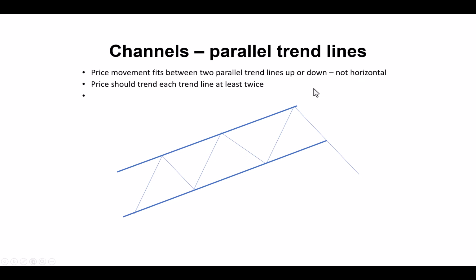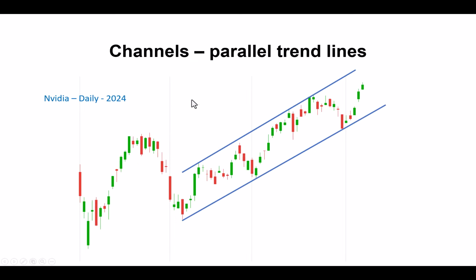Then I will just go over very quickly some other patterns that could emerge. It's parallel trend lines, and price actually needs to fit in between two parallel trend lines, either upward sloping or downward sloping, not horizontal, because then it's not a channel, it's just range trading. And price should trend between those lines and touch them each at least twice. Let's have a look at an example. A company that I think most of you are actually familiar with, Nvidia daily chart, trading in a rising channel, and it's still trading in there.